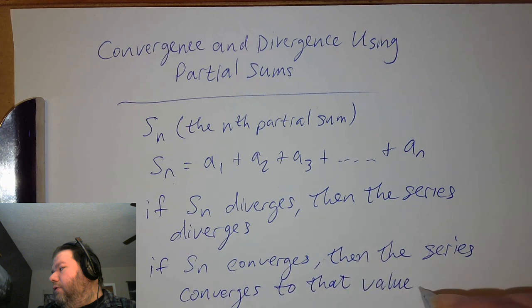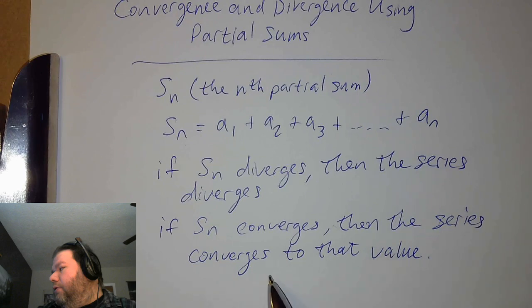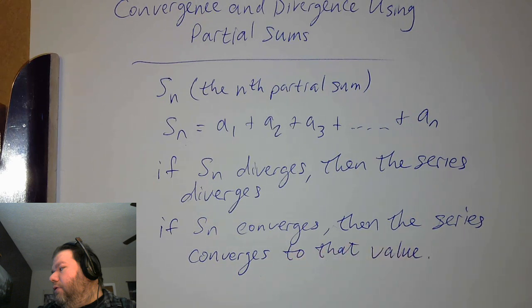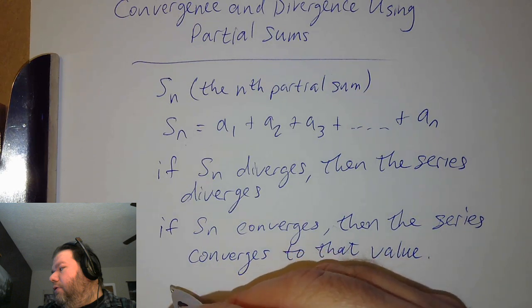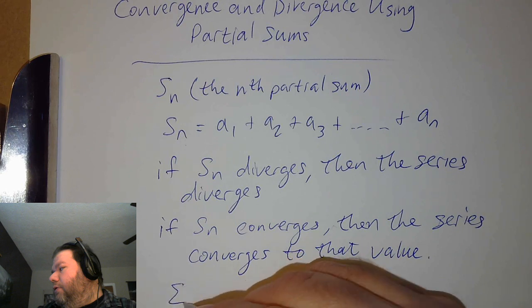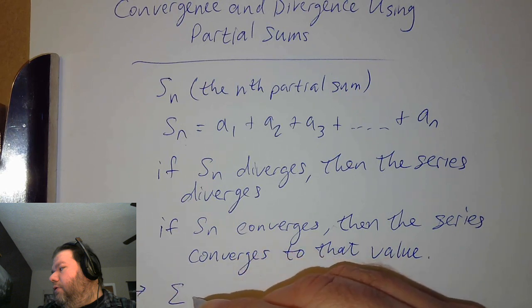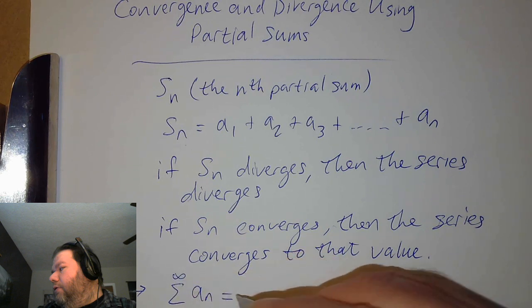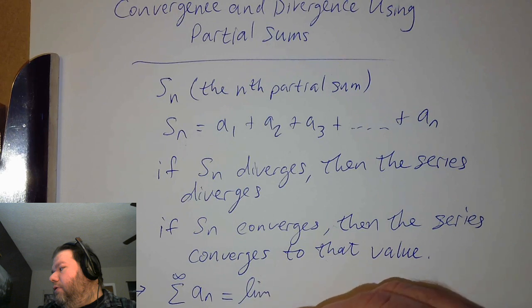Now what that means in this convergence is whatever value S sub n converges to, then the series will converge to that same value. So essentially what we're saying is that we can say that the sum of a sub n from n equals 1 to infinity is equal to the limit as n goes to infinity of S sub n.